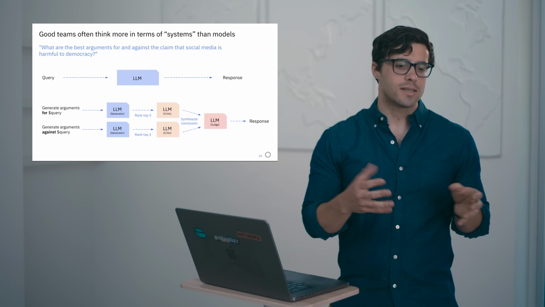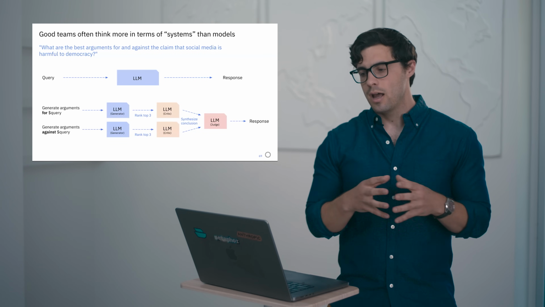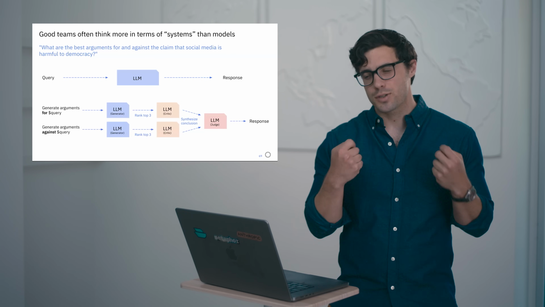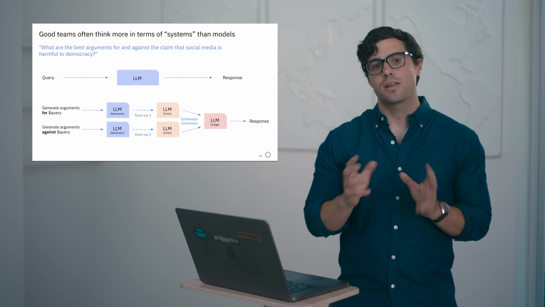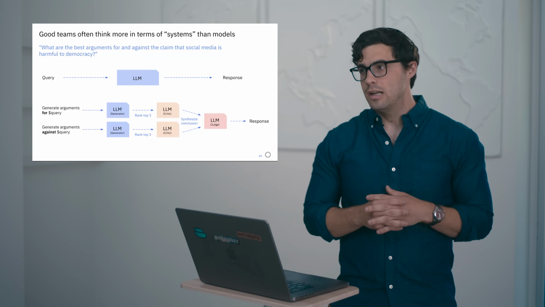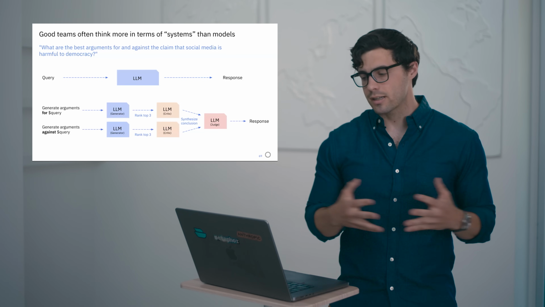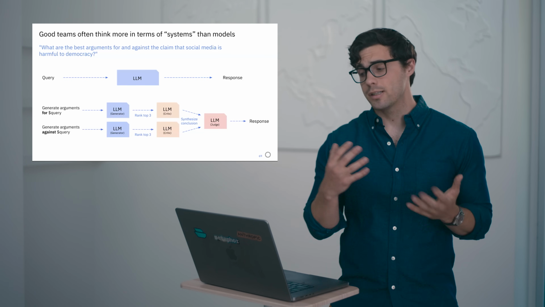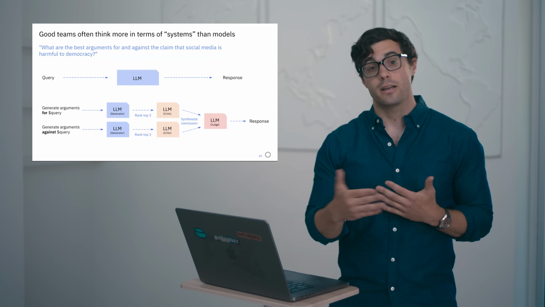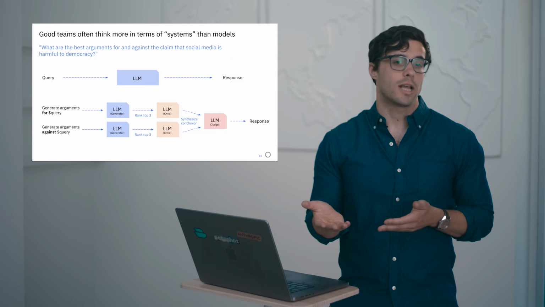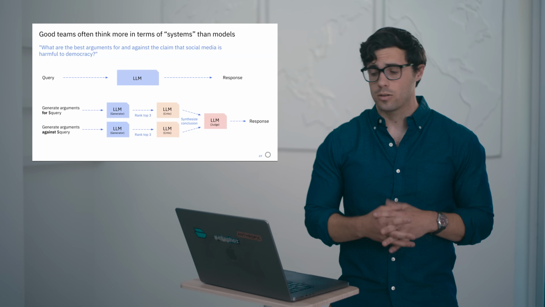What I observe is that in most good LLM products, you often want to break the problem down into this more systems approach. Let me give you a more specific example. Imagine I have a product that helps people understand political questions or political discussions. For example, I might ask it: what are the best arguments for and against the claim that social media hurts democracy? Now, you could definitely give this question to a large language model, and you'd probably get a pretty good answer.